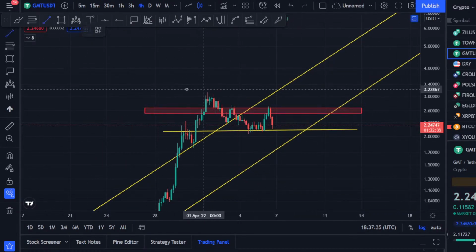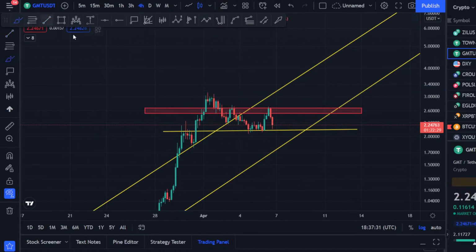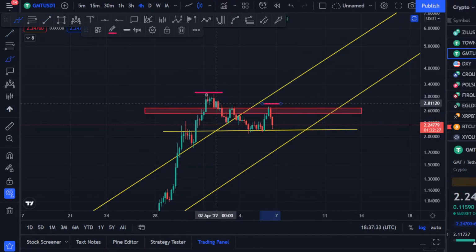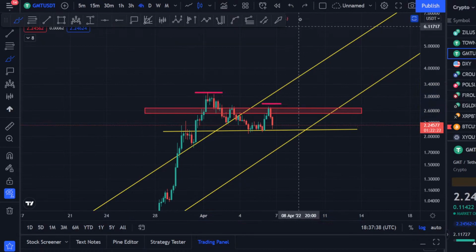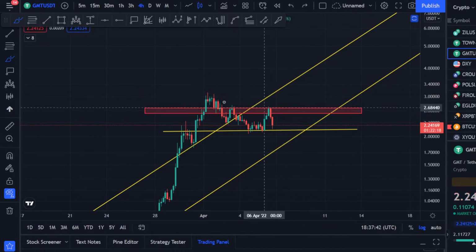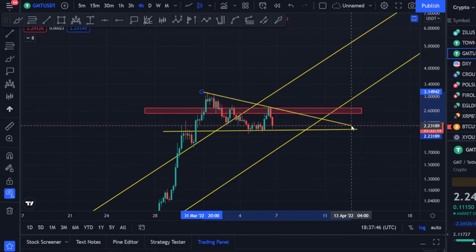Now you can see that we are making a lower high, lower high formation. Look, lower high, lower high. We cannot deny this. It's a lower high formation, and we got rejected right from this area of resistance. You could just bring this candle over here and make it right over here.